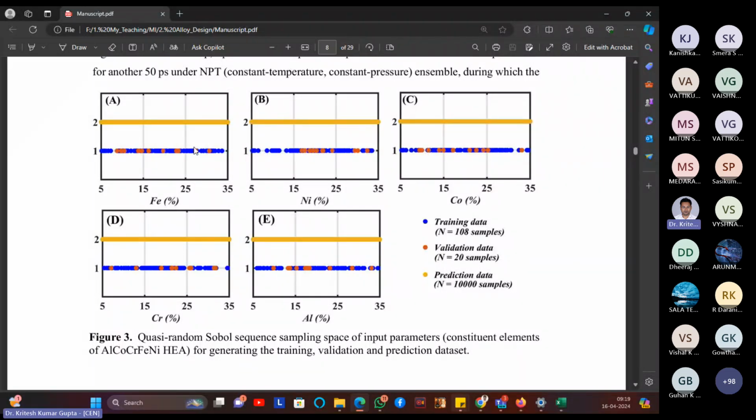But when I want to deploy this model, I will use it for large scale samples. Those large scale samples are 10,000 samples, which I randomly generated within the parametric range of variation. The range of variation is not changing here. It is 5 to 35 for each individually. So that's how I'm showing what kind of data set I'm using for training, testing, and prediction.